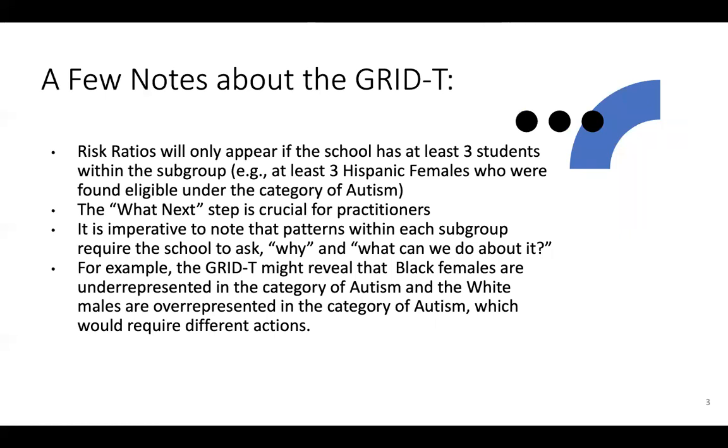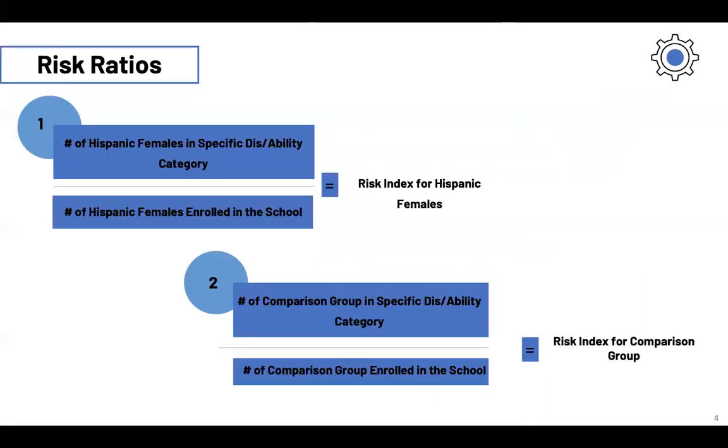The what next step is crucial for practitioners. It's imperative to note that the patterns within each subgroup require the school to ask why and what can we do about it. For example, the GRID-T might reveal that Black females are underrepresented in the category of autism, and white males are overrepresented in this category. These findings would require different actions.